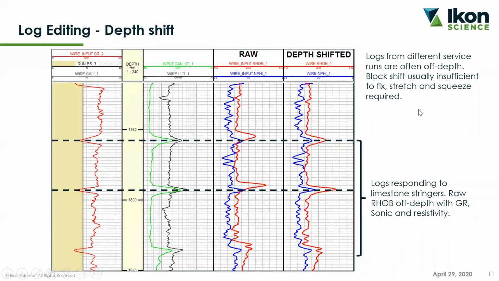So that's the idea. Now you may find that something like LWD or MWD data has more problems with depth shifting issues than wireline does, but you still need to look at it and make sure that everything is on depth.